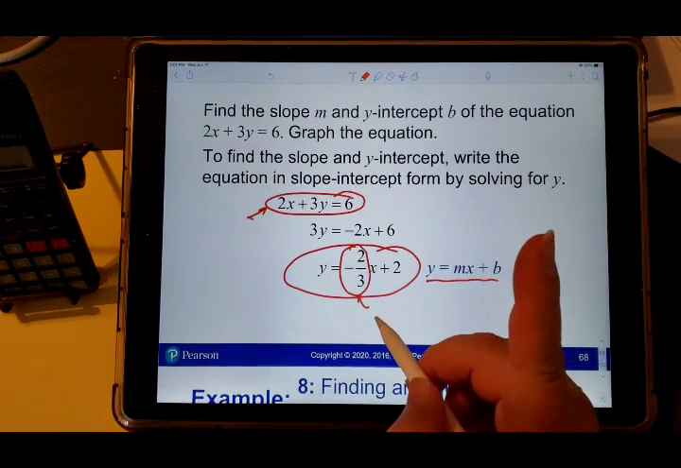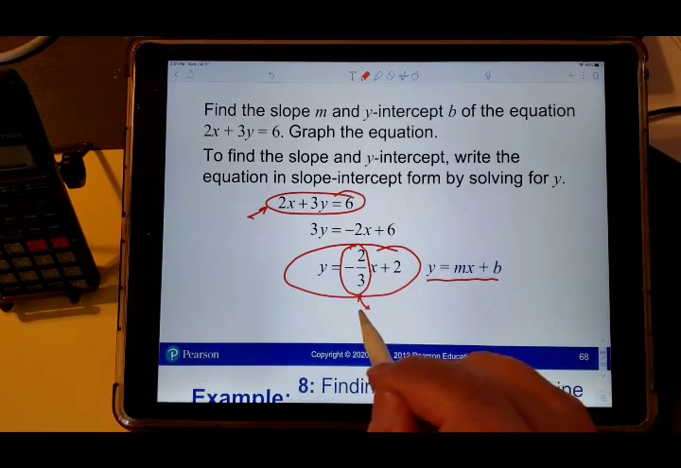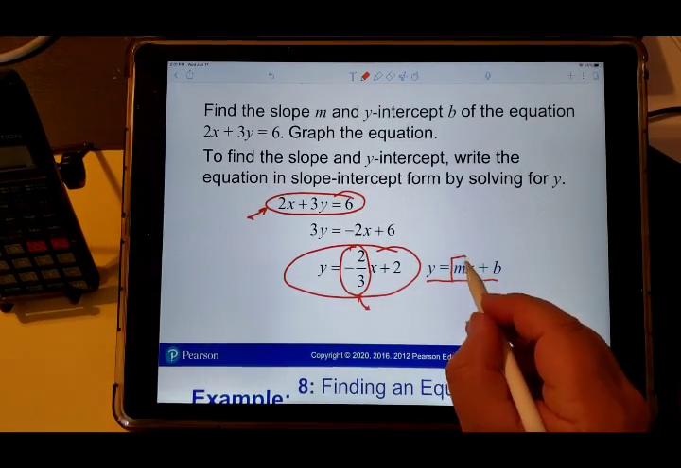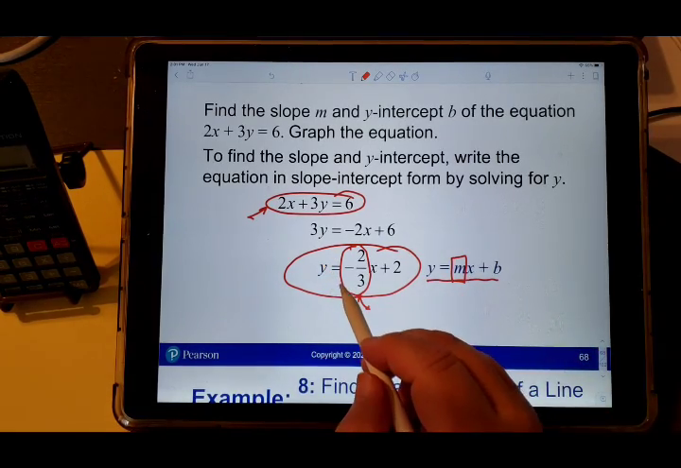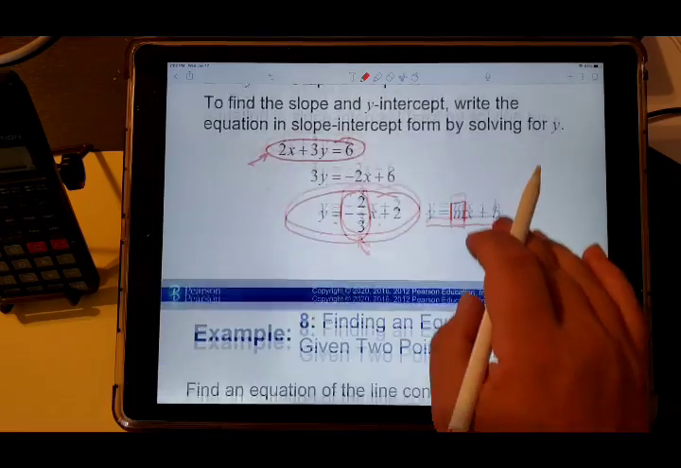A lot of things in math are invisible. And if you want the slope to actually be something you can see and you can match up to the formula, put it in this form and the slope just appears between the equal sign and the x.